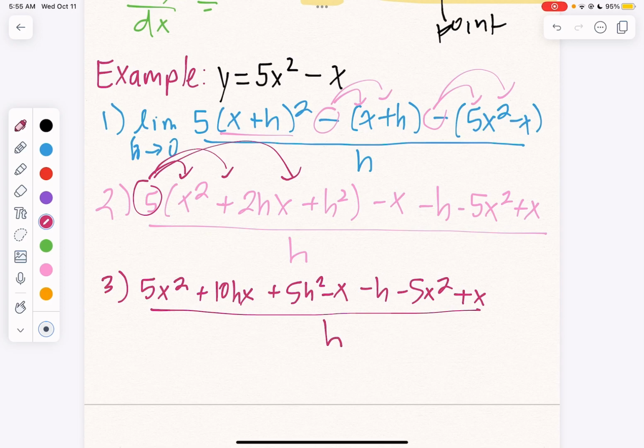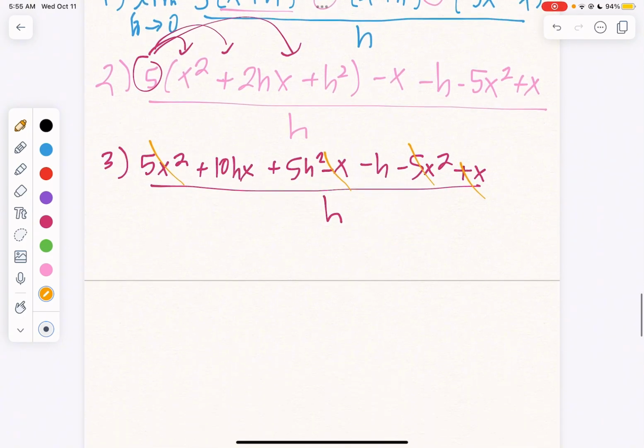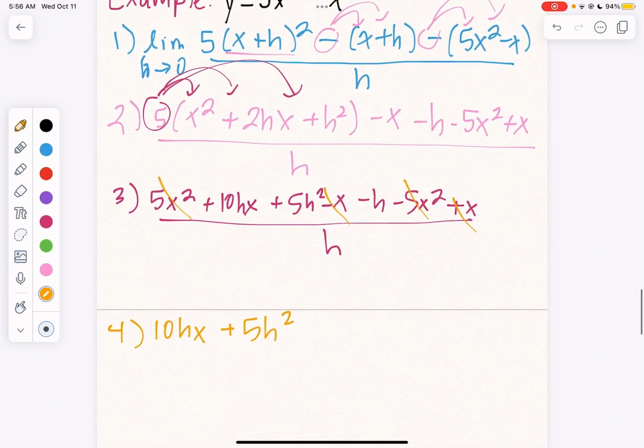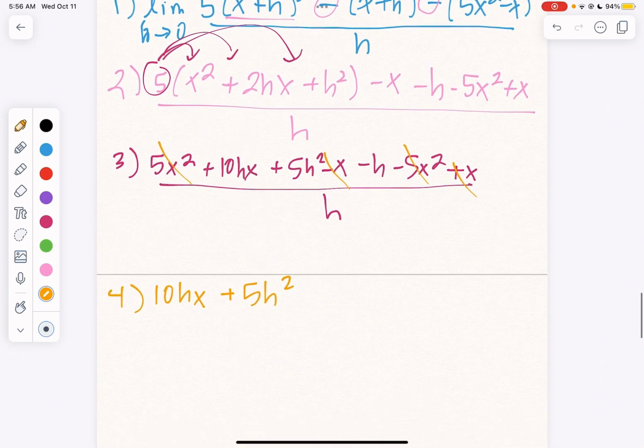And now we can get to the beautiful part of canceling out some things. Of course, these 5x squareds will be canceled. These x's will cancel. And then step 4, you're going to be left with 10hx plus 5h squared minus h. Don't be like me, guys. I did not keep my limit continuously going down, but we get the gist. 10hx plus 5h squared minus h, all over h.